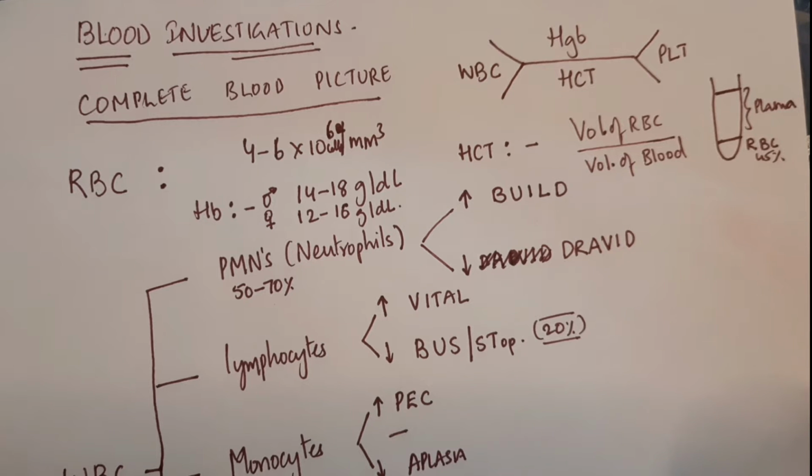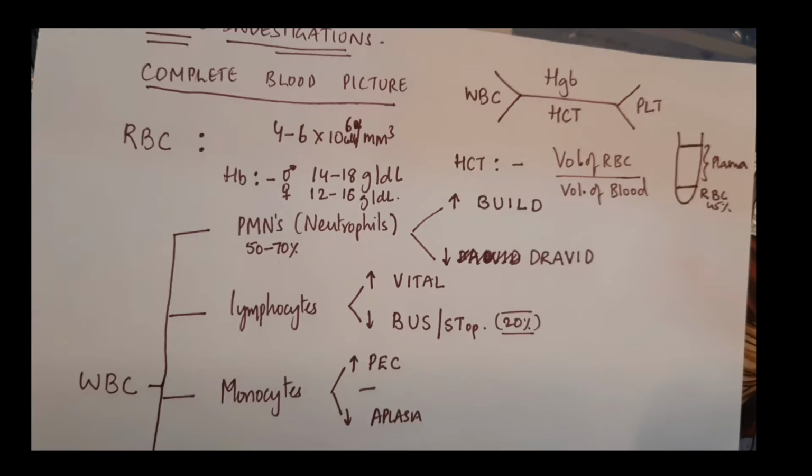So now we will discuss red blood cells. The red blood cells are approximately 4 to 6 into 10 to the power of 6 cells per millimeter cube. The values differ based on the units, but generally 4 to 6 into 10 to the power of 6 cells per millimeter cube is the general value they give.